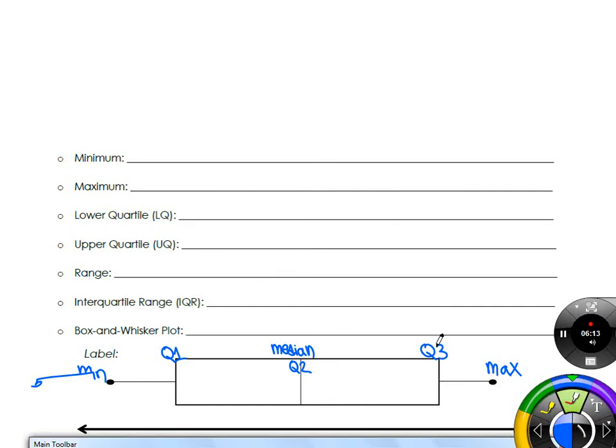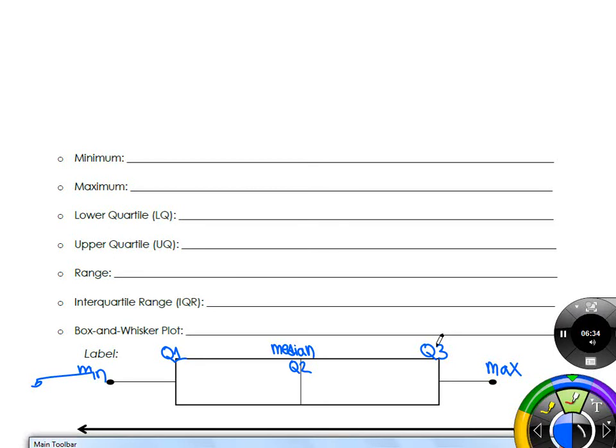Now notice that between the quartiles, again, you want to build that understanding: from the minimum to the first quartile is 25% of the data. From the first quartile to the second quartile is 25% of the data. From the second to the third is 25%, and from the third to the maximum is 25% of the data.